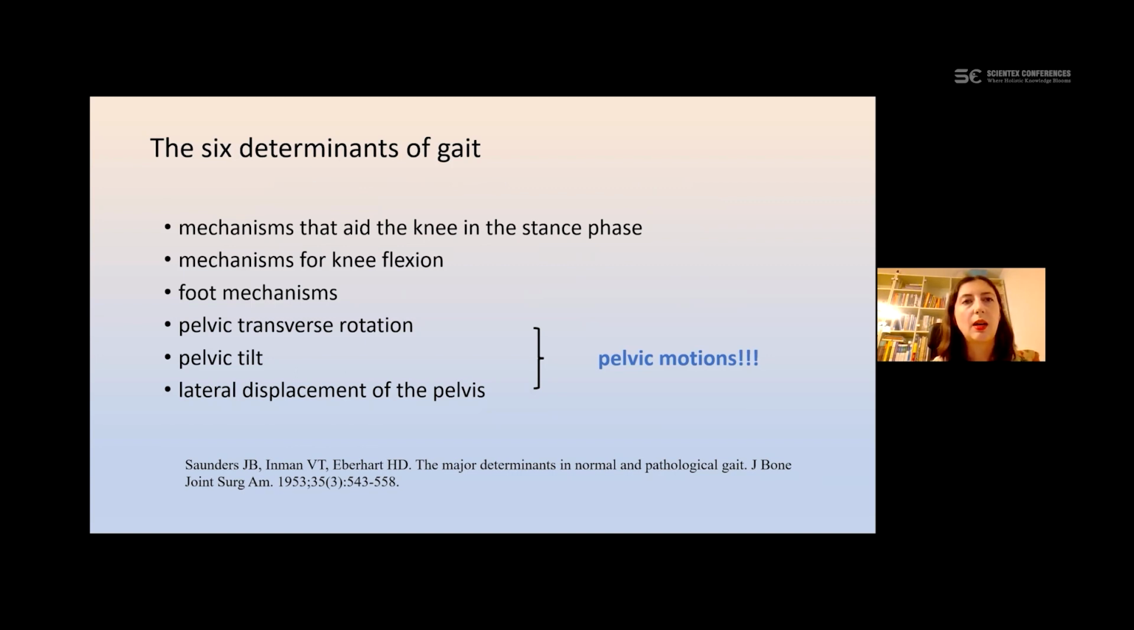These determinants are mechanisms that aid the knee in the stance phase, mechanisms for knee action, foot mechanisms, pelvic transverse rotation, pelvic tilt, and lateral displacement of the pelvis. 3 out of the 6 determinants are pelvic motions, which highlight the importance of pelvic control during gait rehabilitation.